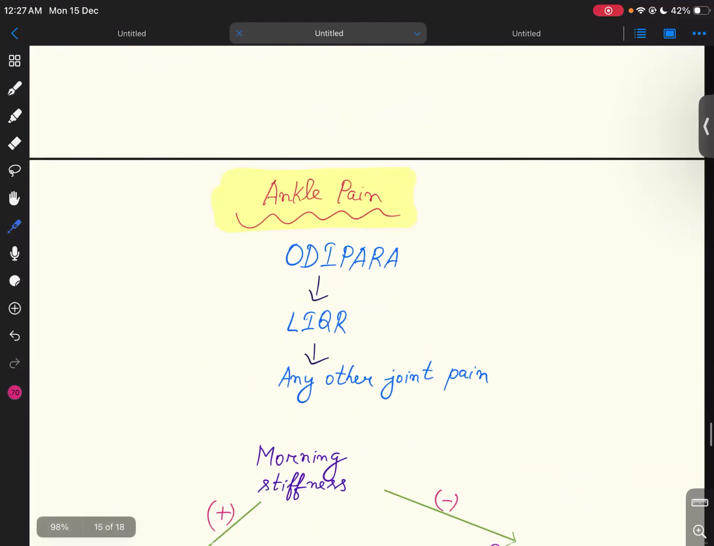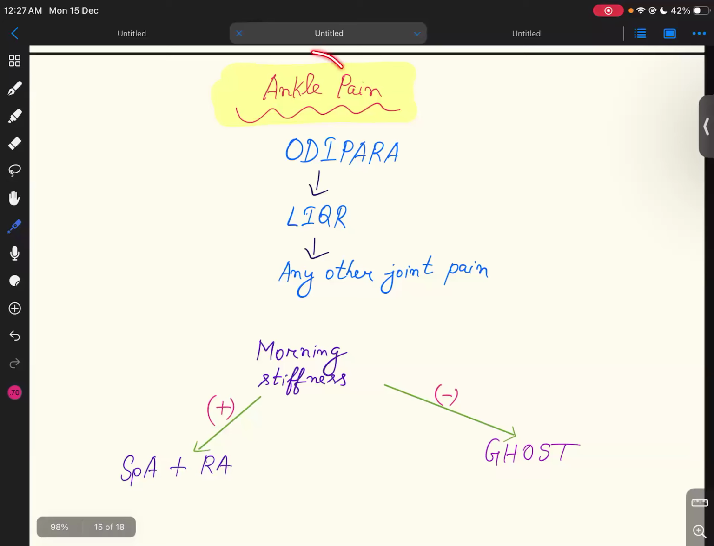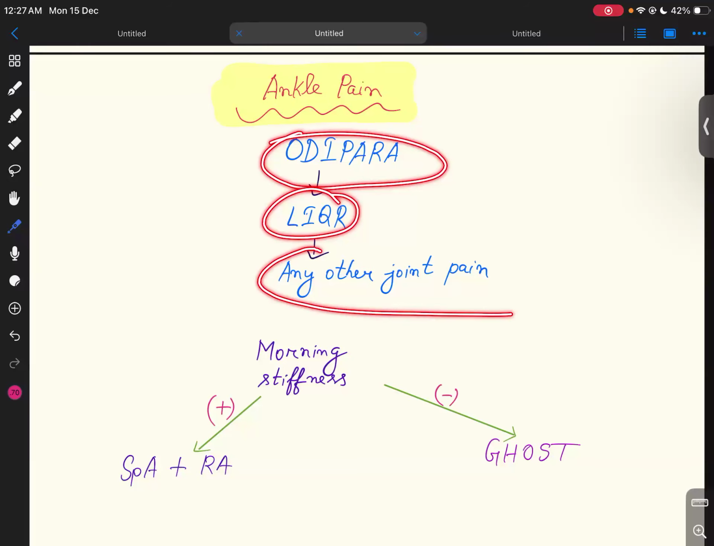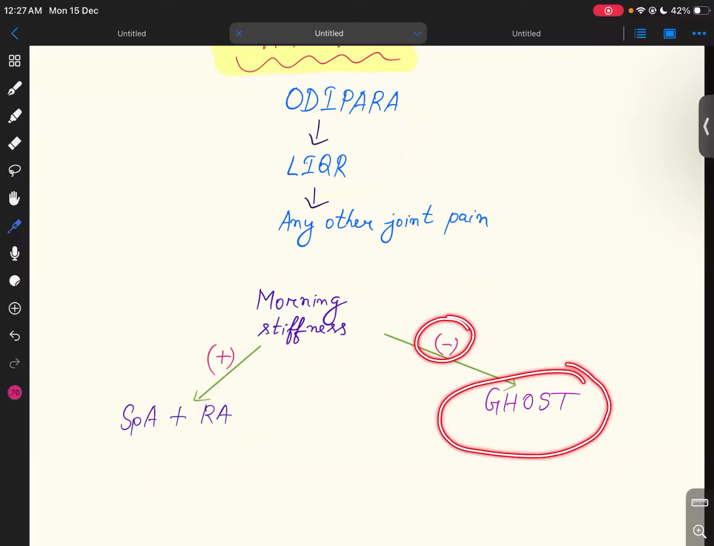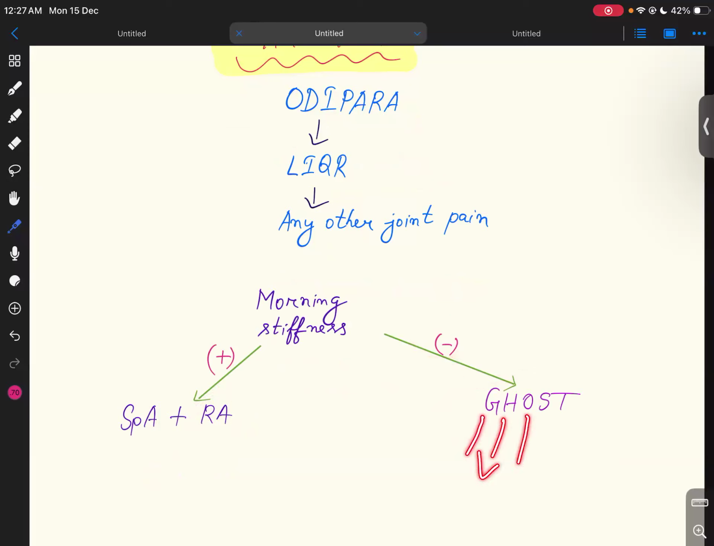Okay, now let's proceed to the next prompt, that is ankle pain. Ankle pain is almost similar to knee pain. After analyzing the symptom using the mnemonic ODPARA and LACOR, we have to ask about any other joint pain. If there is morning stiffness, the differential diagnosis is seronegative spondyloarthritis or rheumatoid arthritis. If there is no morning stiffness, the mnemonic is GHOST. G goes for gout and pseudogout, H goes for hemarthrosis, O goes for osteoarthritis, S goes for septic arthritis, and T goes for trauma.